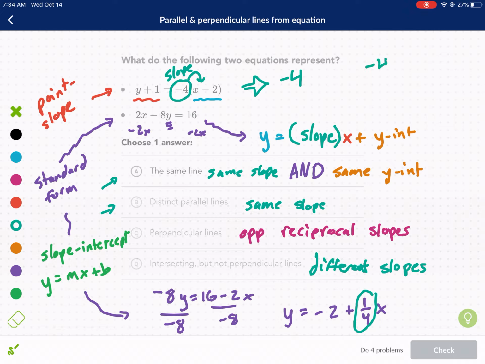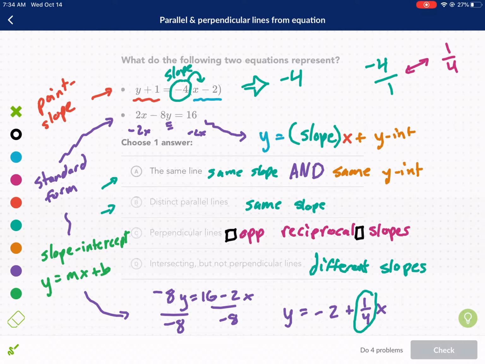Well, -4, if we want to put it in fraction form to compare it to see if it's reciprocal slopes, we just put it over 1. Any integer we can put over 1 and not change the value. So now we want to see how it compares with 1/4. Again, we had to check if it's opposite reciprocal slopes. So how do we check to see if it's opposite reciprocal? We have a box for opposite, we have a box for reciprocal.